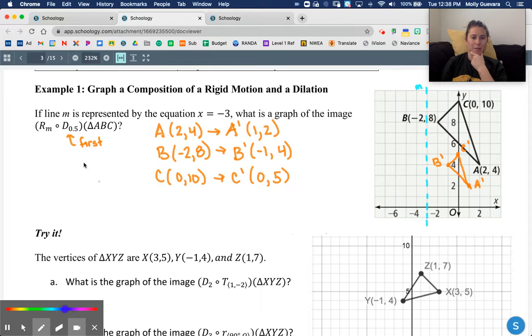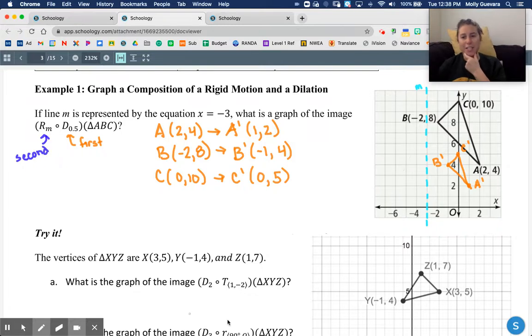Now we can do the reflection. So then you do the reflection second. And the reflection is just reflecting over this line M. So I'm just going to count to the line and then count past the line. So B prime is two coordinates to the line, so it's 2 coordinates past the line. Can't call it B prime because I already have that, so this is going to be B double prime.